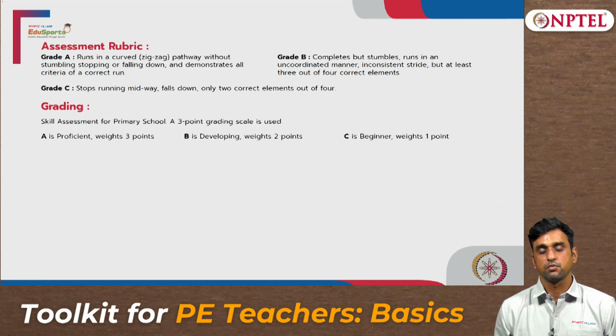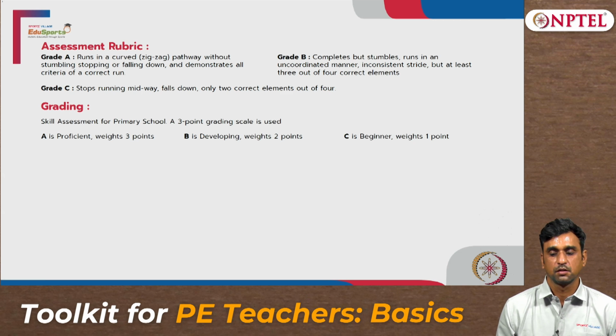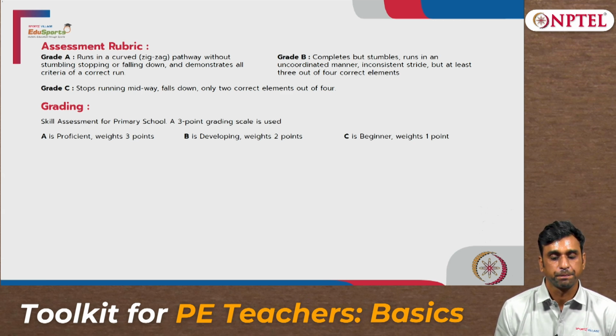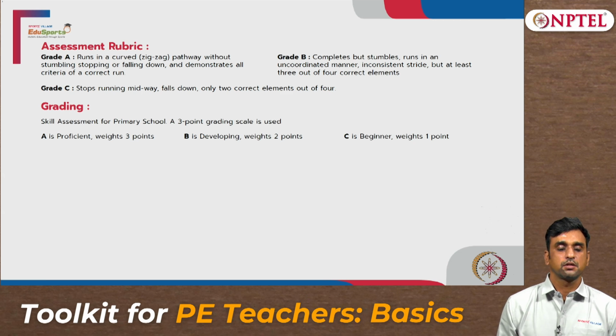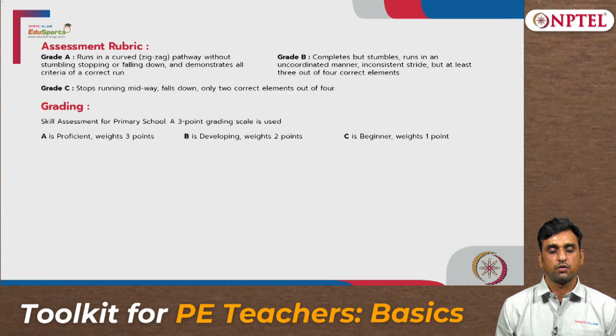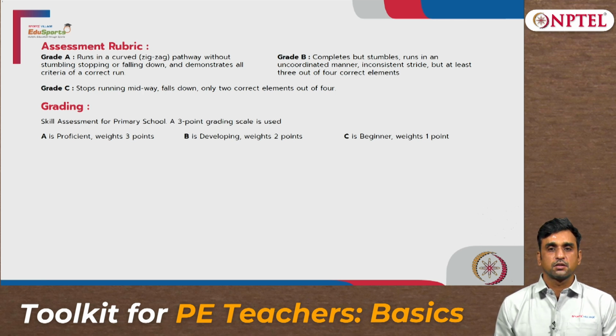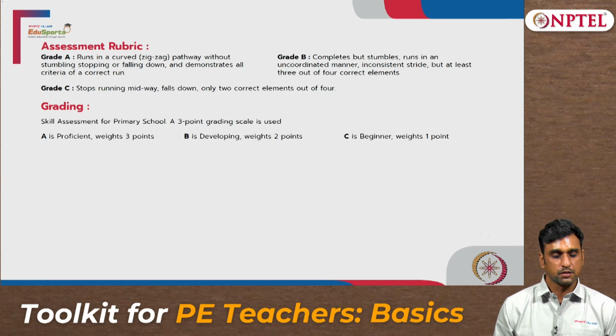Grade B: the student completes but stumbles, runs in an uncoordinated manner, with inconsistent stride. It could be the arms crossing the midline, but at least he is covering 3 out of the 4 correct elements or criteria. And grade C: the student stops running midway, falls down, and is able to cover only 2 correct elements out of the 4. So this is how the skill grading will happen based on the rubrics.